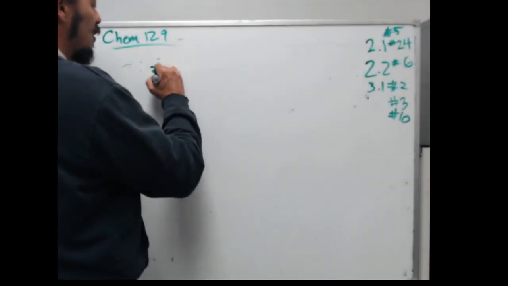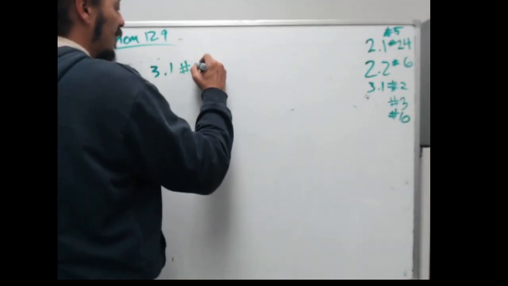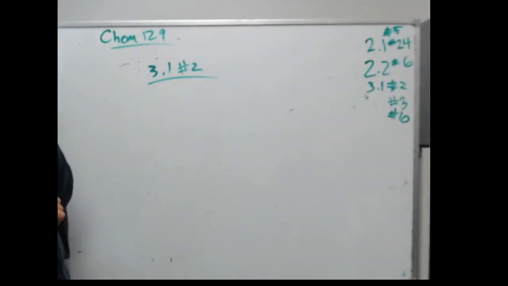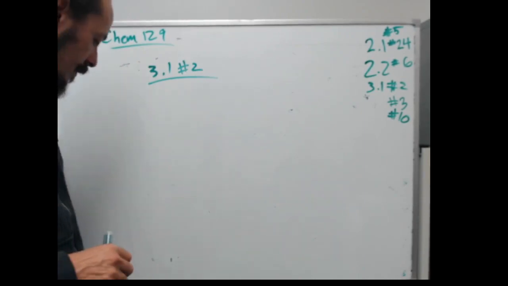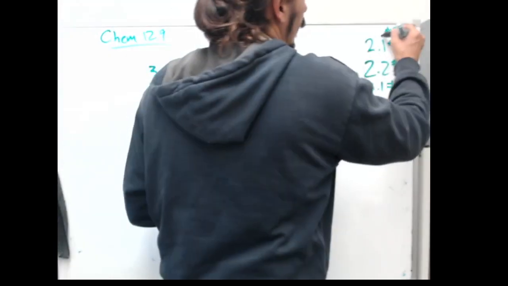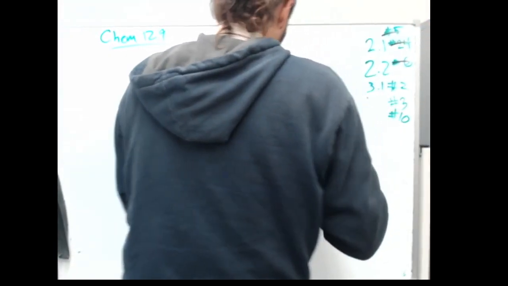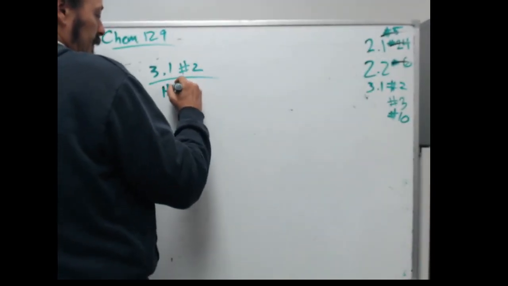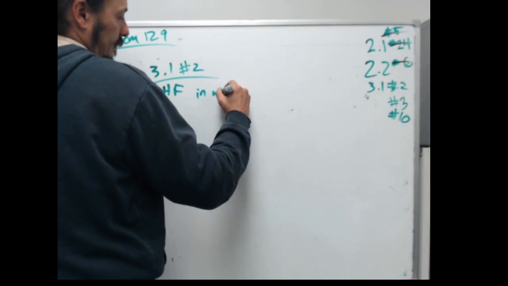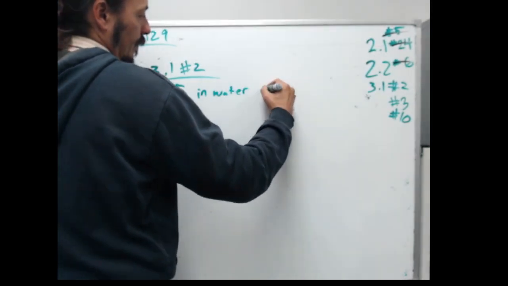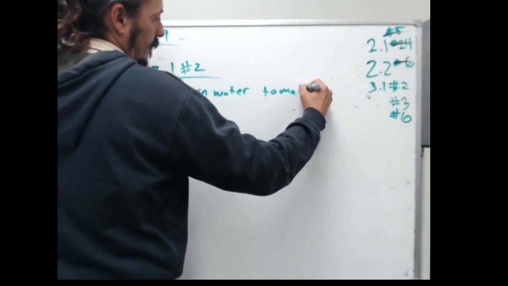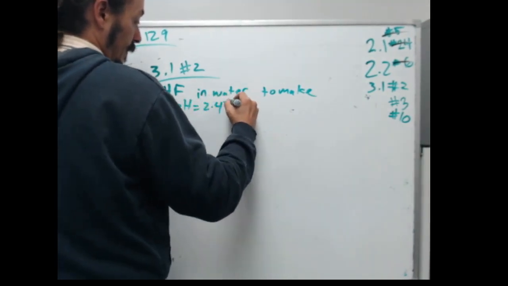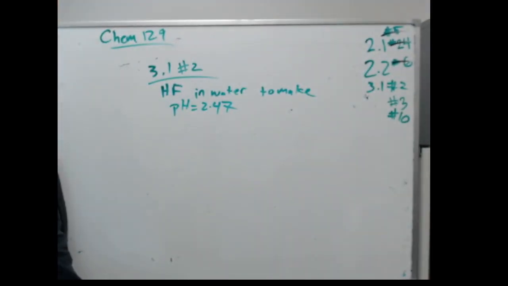So 3.1 number 2. If someone wants to read that out to me, we'll get it started. Number 2. Use Ka and Kb values. How many grams of HF must be dissolved in water to create 777 milliliters of a solution with pH of 2.47? How is that enough information to do a problem?